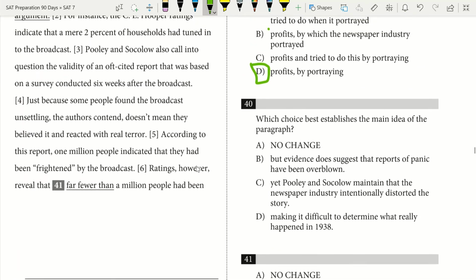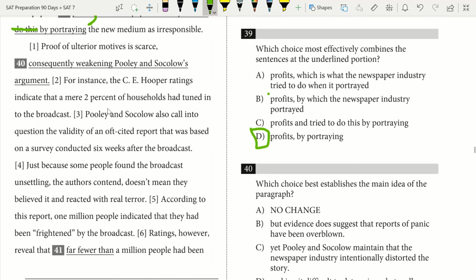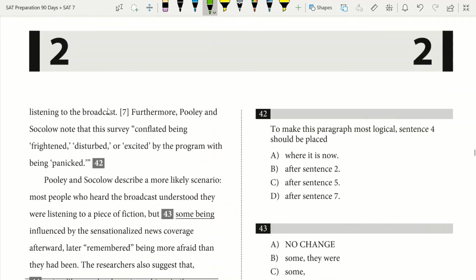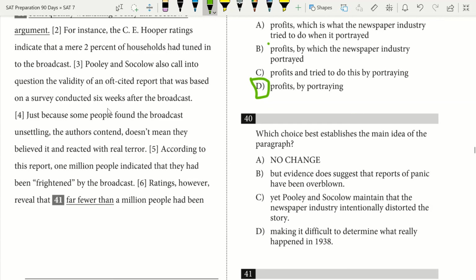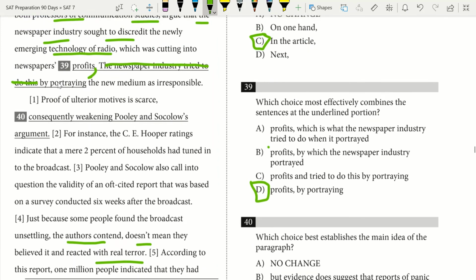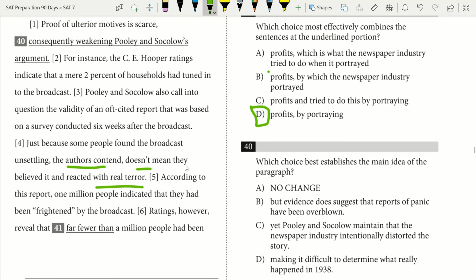Okay, now we've got 40, which asks which choice best establishes the main idea of the paragraph. All right, so this is obviously a sentence placement question, so I'm actually going to go find that sentence I have to place real quick. Sentence 4 says, "Just because some people found the broadcast unsettling, the authors contend, doesn't mean that they believed it and reacted with real terror." All right, so I have "proof of ulterior motives is scarce, consequently weakening Pooley's and Sokolow's argument." Which choice best establishes the main idea of the paragraph? I've got to read on then.